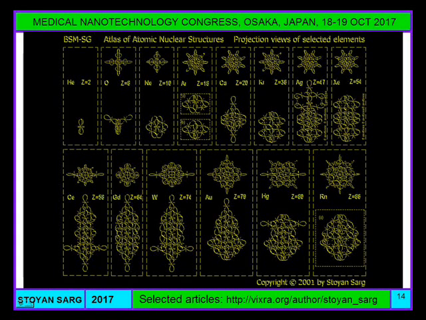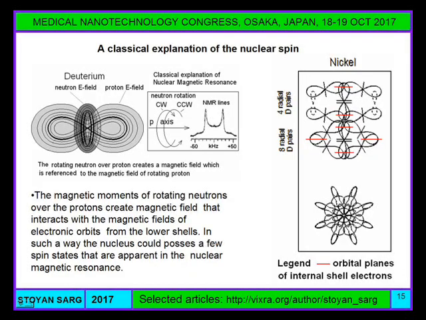This slide illustrates the classical explanation of the nuclear spin. The simple case of deuterium is illustrated. The rotational freedom of the neutron over the protons means that it can create a magnetic field. Combined with the magnetic field of the orbiting electron, the compound field may interact with the magnetic field of the rotating proton. Rotating in the same or opposite direction, they provide two separate lines in the nuclear magnetic resonance.